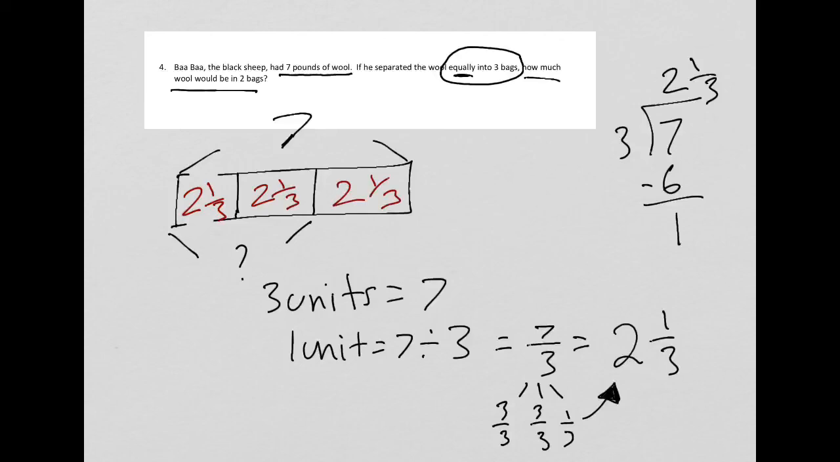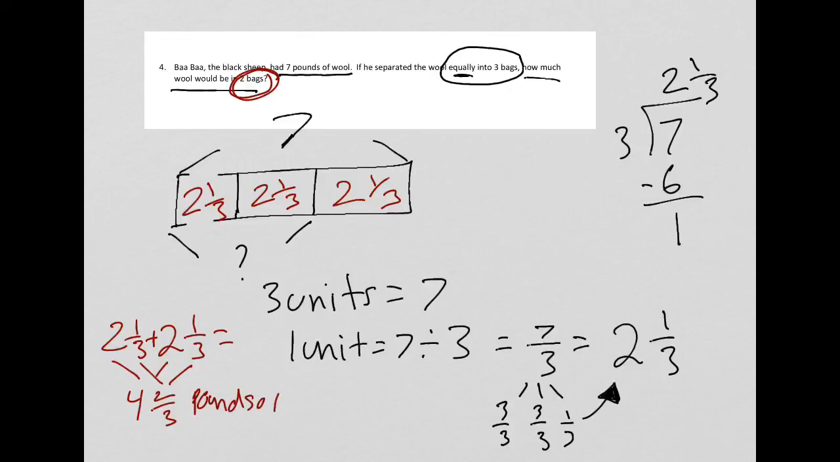So the question asking about how much is going to be in 2 bags, we're going to then combine 2 of them together. So we need to do 2 1/3 plus 2 1/3. Well, 2 plus 2 is going to be 4. 1/3 plus 1/3 will be 2/3. So we get 4 2/3 pounds of wool is going to be what's in 2 bags, 4 2/3 pounds of wool.